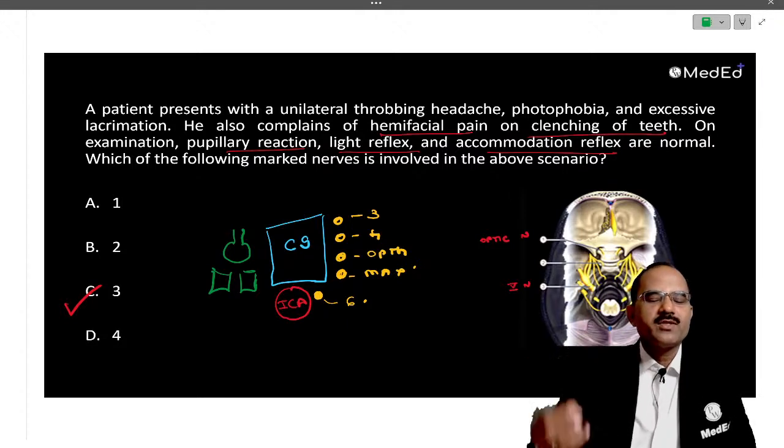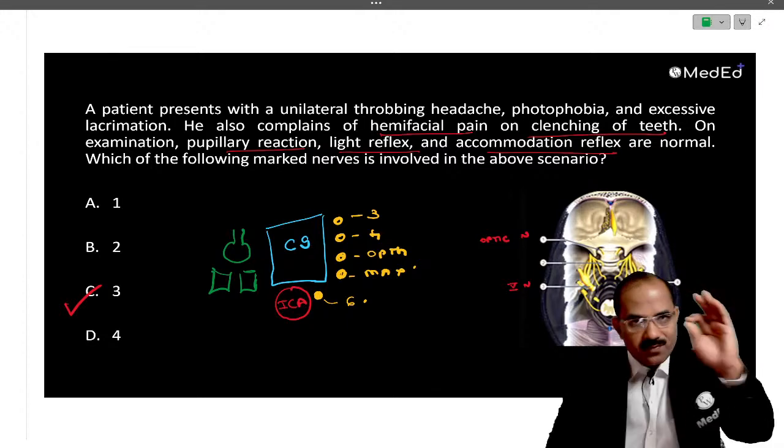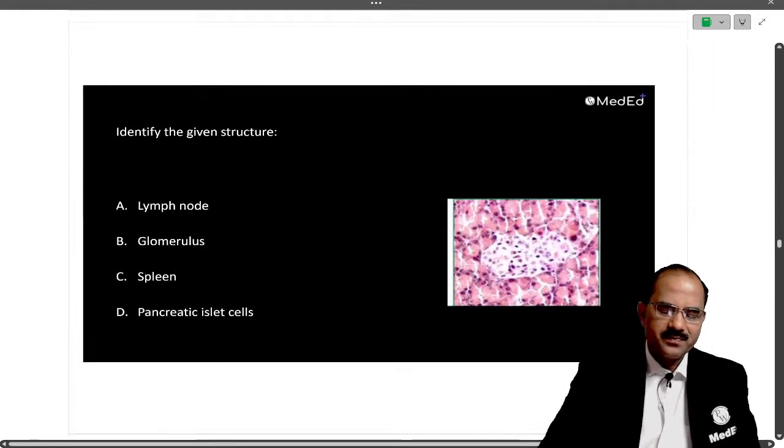Sixth nerve is in the floor. Very nice, excellent, very good. I'm very happy, you're answering very well.